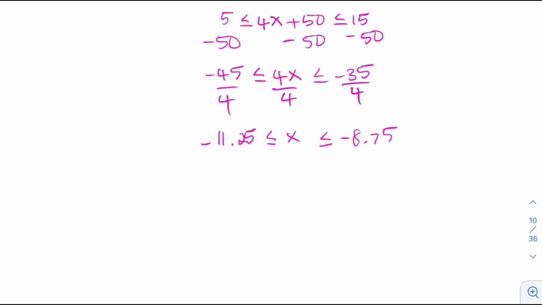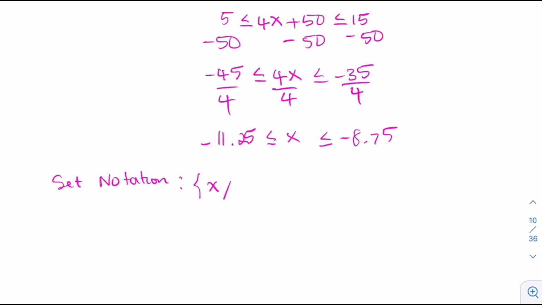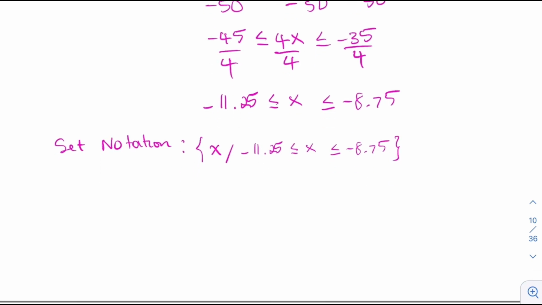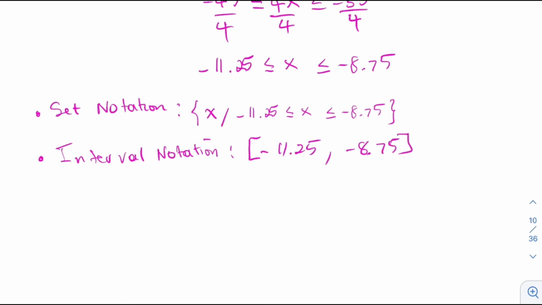So the set notation is the set of x such that negative 11.25 is less than or equal to x less than or equal to negative 8.75. And the interval notation is bracket negative 11.25 to negative 8.75 with a bracket, because both of them have an equal sign.